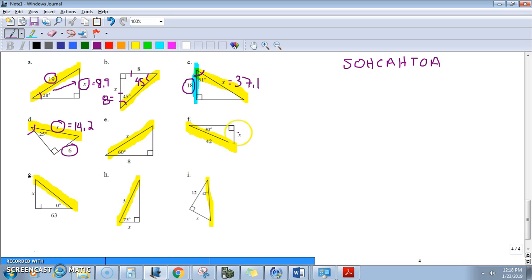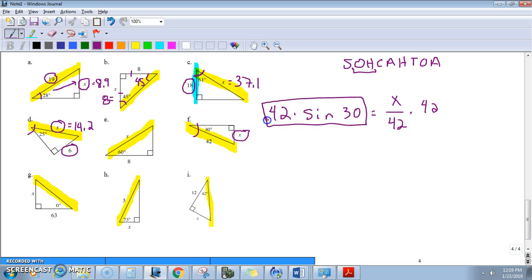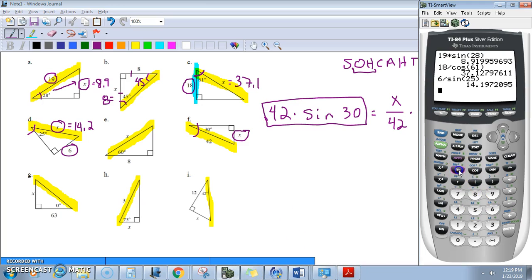We have our angle. We have the opposite and the hypotenuse. So opposite and hypotenuse is sine. So the sine of 30 equals x over 42. Oh, lucky, numbers on the denominator, so I just multiply both sides by 42. Okay, so your answer will be sine of 30 times 42.